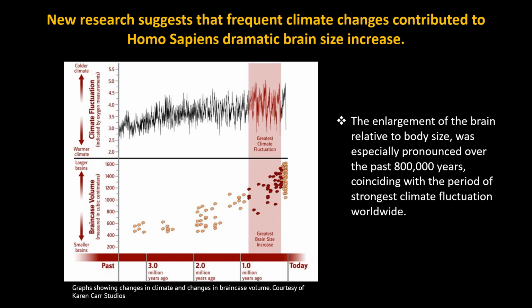New research suggests that frequent climate changes contributed to Homo sapiens' dramatic brain size increase. The enlargement of the brain relative to body size was especially pronounced over the past 800,000 years, coinciding with a period of strongest climate fluctuation worldwide.